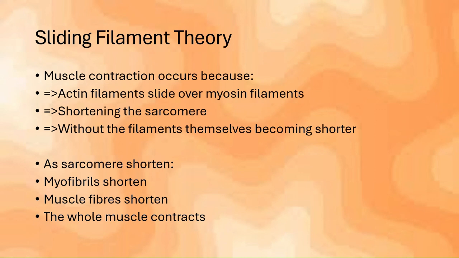So the sliding filament theory. Muscle contraction occurs because actin filaments slide over the myosin filaments. This leads to the shortening of the sarcomere, without the filaments themselves becoming shorter. As the sarcomere shortens, the myofibrils shorten, which leads to the muscle fibers shortening, and then the whole muscle contracts.